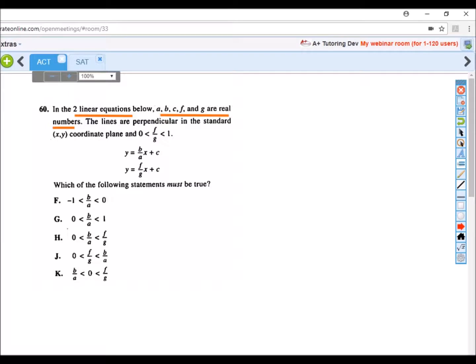Now, these letters can be any numbers we want. 1, 10, 15, 100, and so on and so forth. All we have to do is pick numbers that fit the rules that we're going to be given moving forward. The lines are perpendicular is the next part. What this tells us is the slopes, b over a, and then f over g are the two slopes we're talking about here, and they have that very specific relationship.